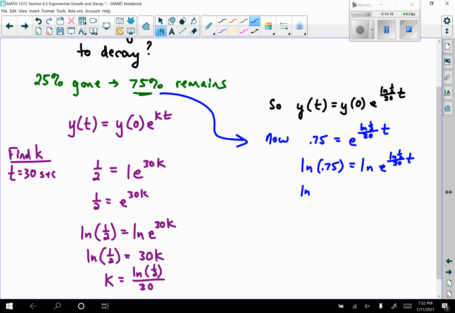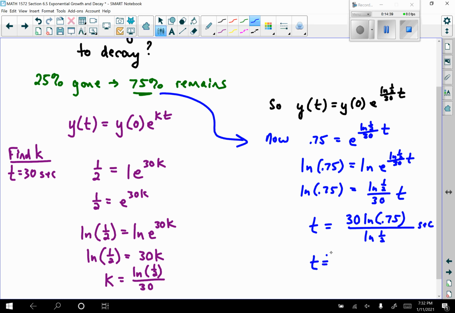So again, we get the natural log of 0.75 is going to equal just the natural log of 1/2 over 30 times t. So just like the last one, t is going to equal, multiply both sides by 30, so we'll get 30 times the natural log of 0.75 over the natural log of 1/2. Now again, this is in seconds. So carefully type that into your calculator to get an approximation. And we should be getting about 12.45 seconds.